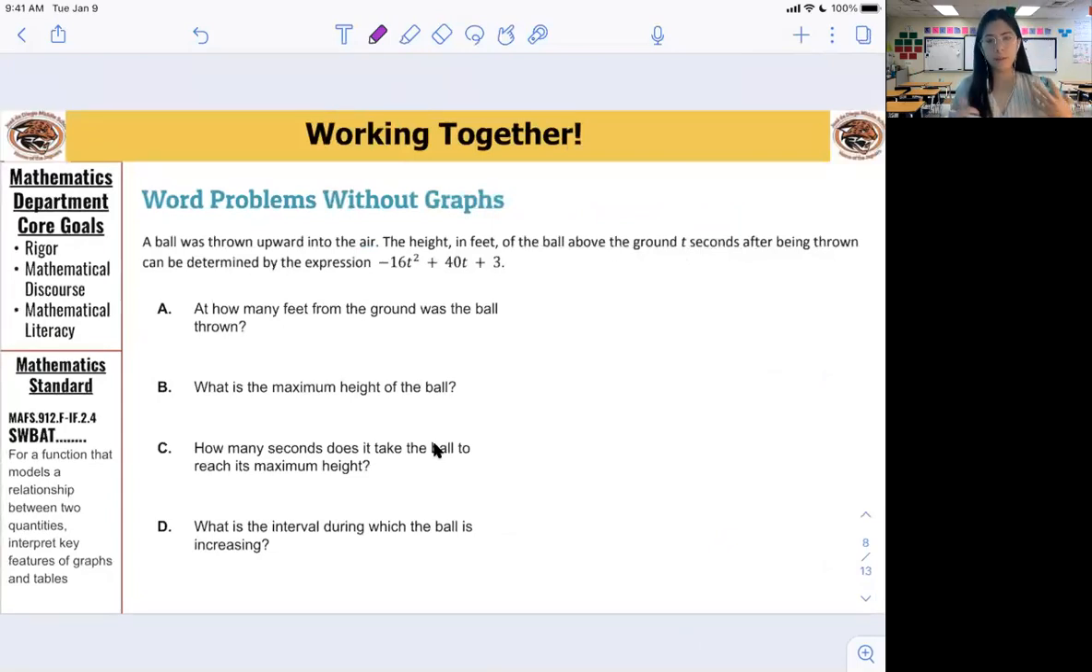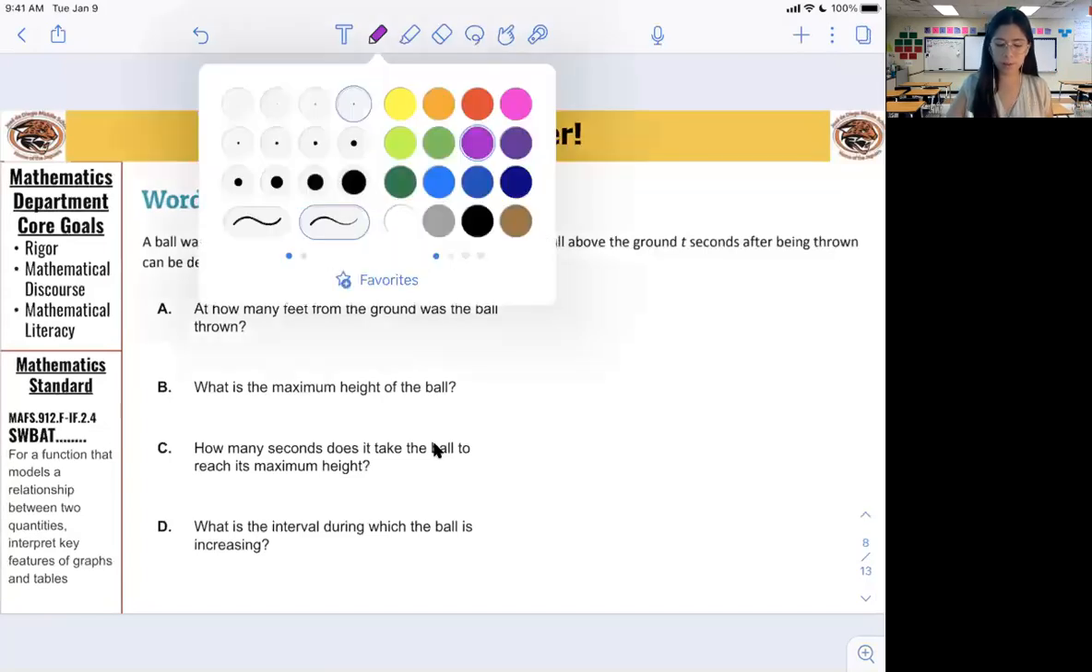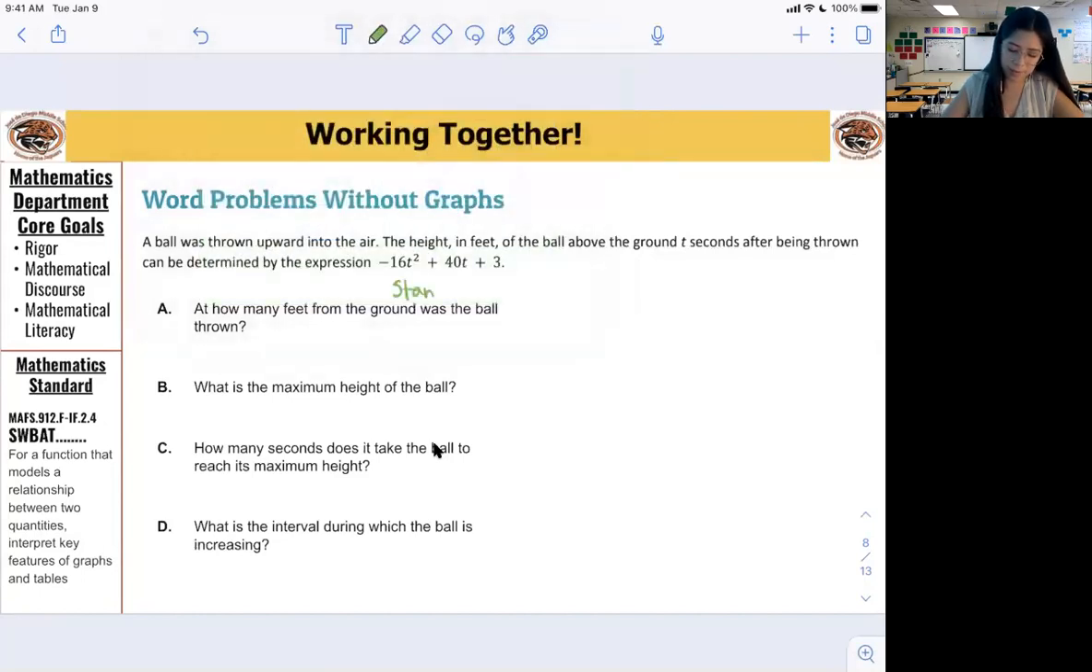So let's start with, what form is this expression written in? Standard. And since this is in standard form, what do I know? I know the y-intercept. So I know there's A, B, C. And which of those is my y-intercept? Yeah, C.